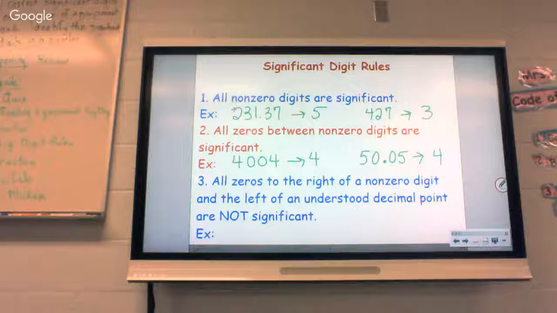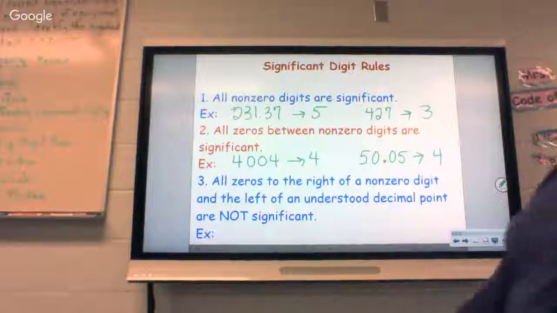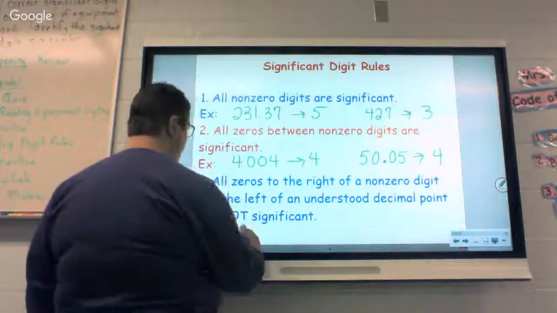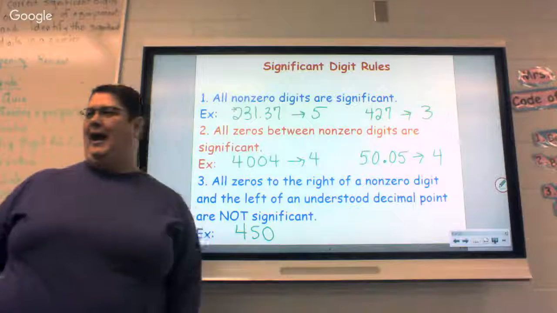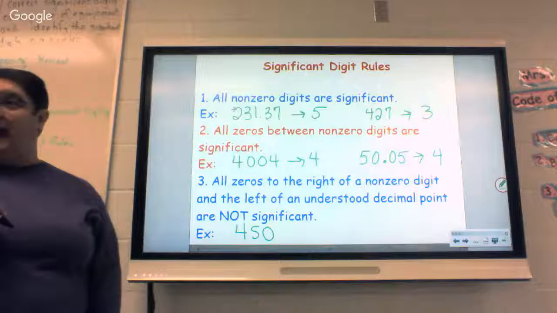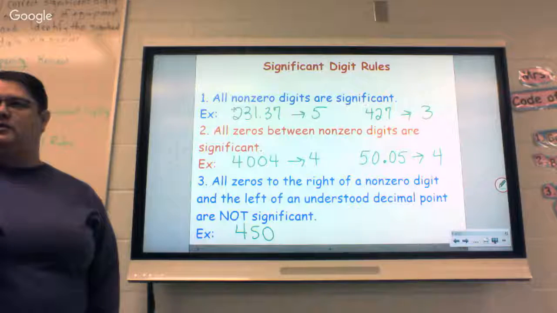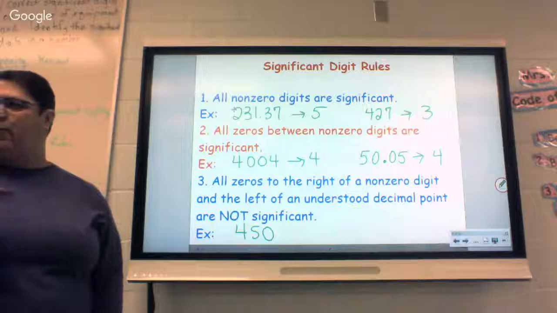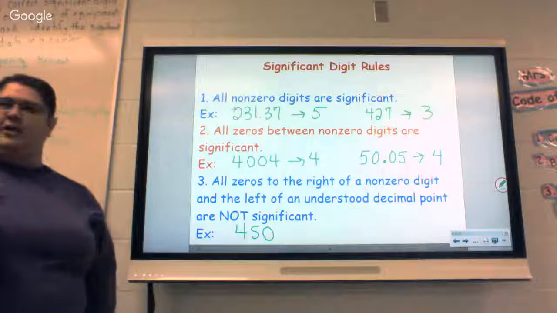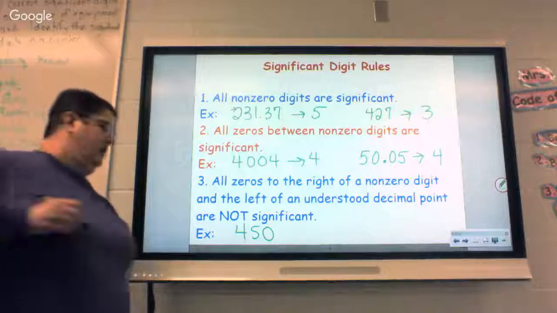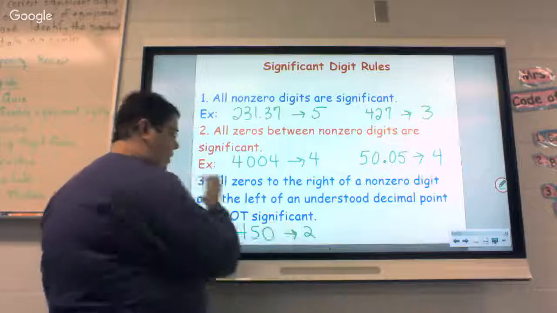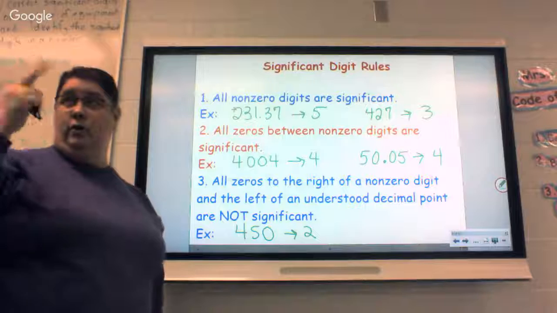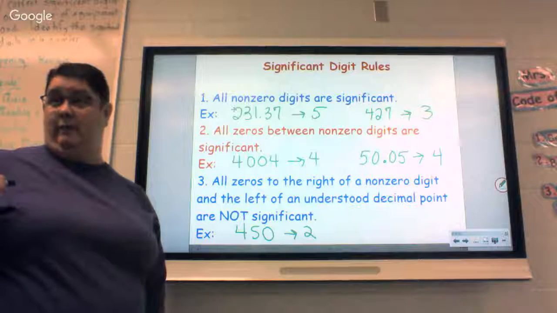So, if I have a number like 450, where is the decimal at? After the zero. You guys have learned there's a decimal there since about second grade. We all know this. Since there is an understood decimal point, that means that zero is not significant. So there are only 2 significant numbers there.